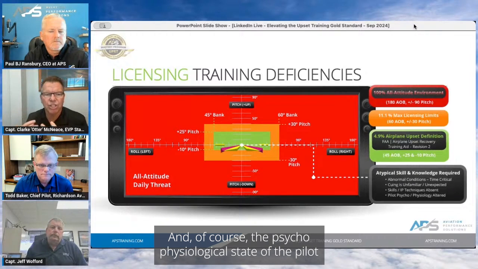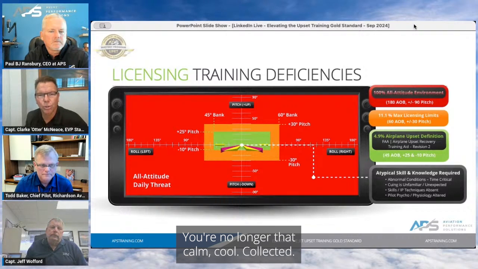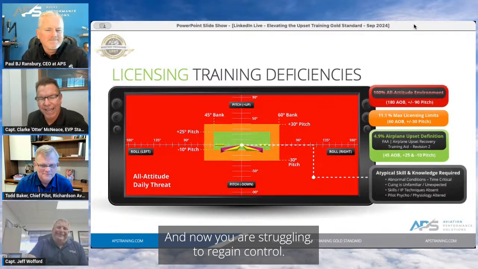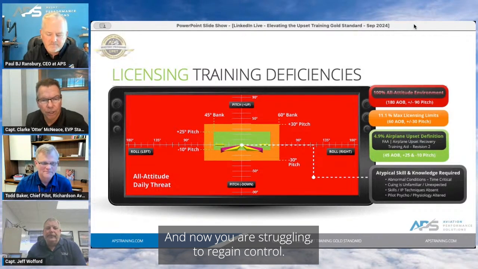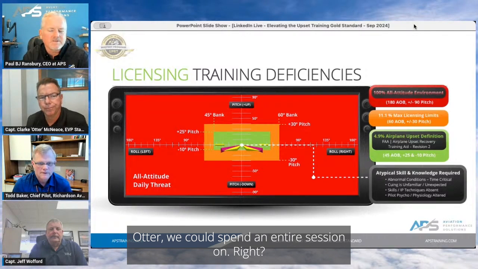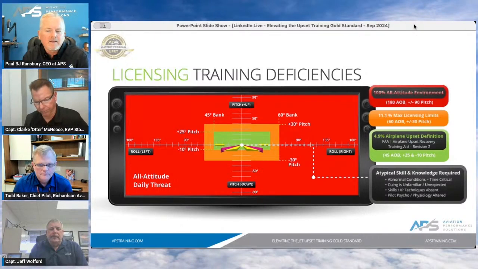And of course, the psychophysiological state of the pilot becomes altered. You're no longer that calm, cool, collected Chuck Yeager you were a few seconds ago. Now you are struggling to regain control. And this is one of those diagrams, Otter, we could spend an entire session on. I think you did a fantastic job sharing that.